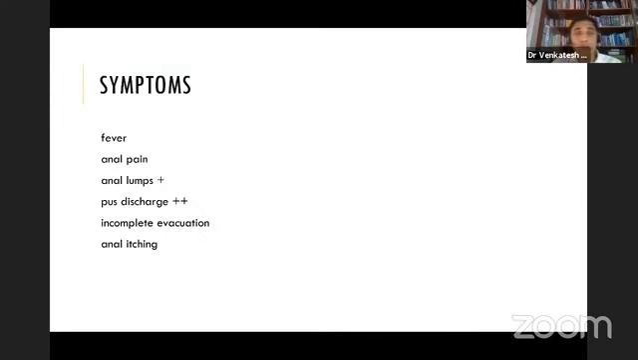Now, what are the common symptoms? You can get anal pain. You can have a temperature if there is an abscess, because there is infection, so you can get fever. You can get a lump, which is painful. You can see pus discharge when the abscess bursts out, or when it has burst out and formed a tract, when you have a fistula. You can have symptoms of incomplete evacuation, and also itching because of this discharge. These are all common symptoms which we again see with other perianal conditions.